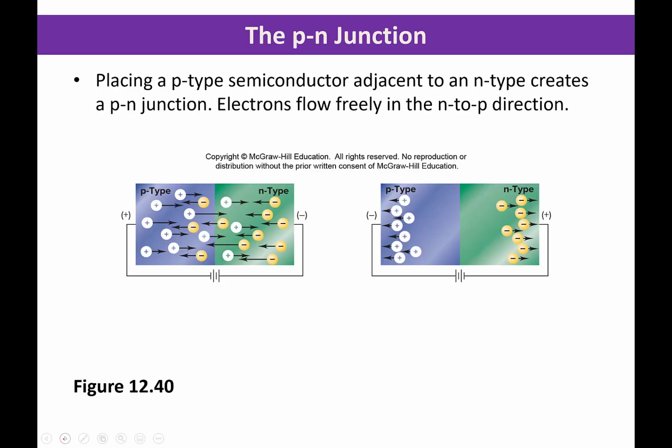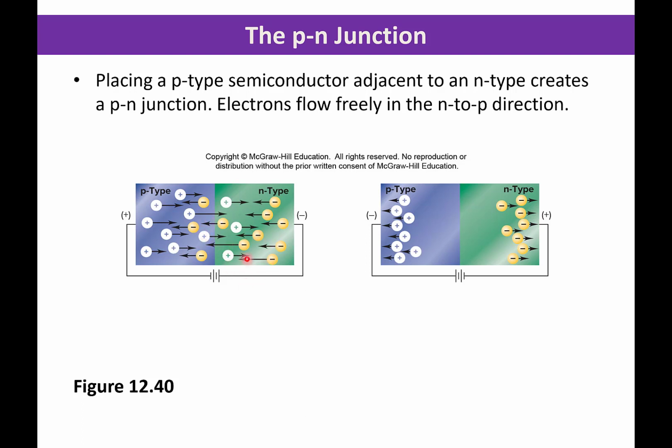We also need to introduce a concept called a p-n junction. A p-n junction is where you've got a p-type semiconductor and an n-type semiconductor that you combine together. You can imagine this scenario. You've got your p-type that has a bunch of holes or positively charged spaces in the lattice, and your n-type that has a bunch of extra electrons.